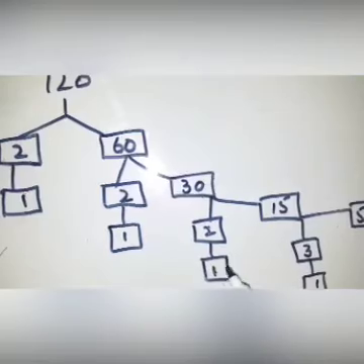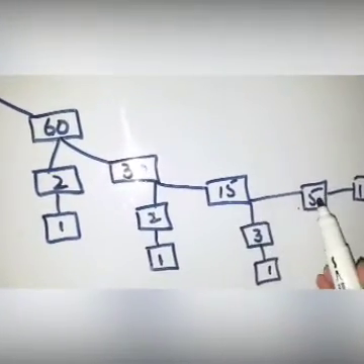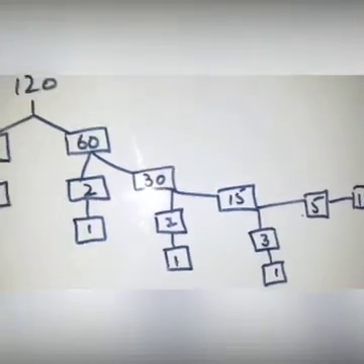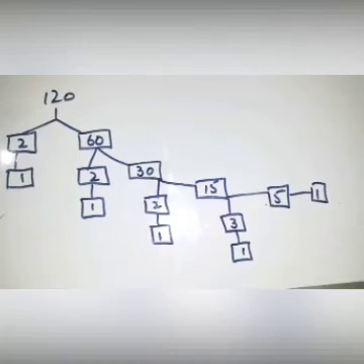Now 2 1s are 2, and here the two boxes will come. 3 5s are 15, and 5 1s are 5. 3 1s are 3. So that is the tree of 120. You have to draw this on your neat copy.